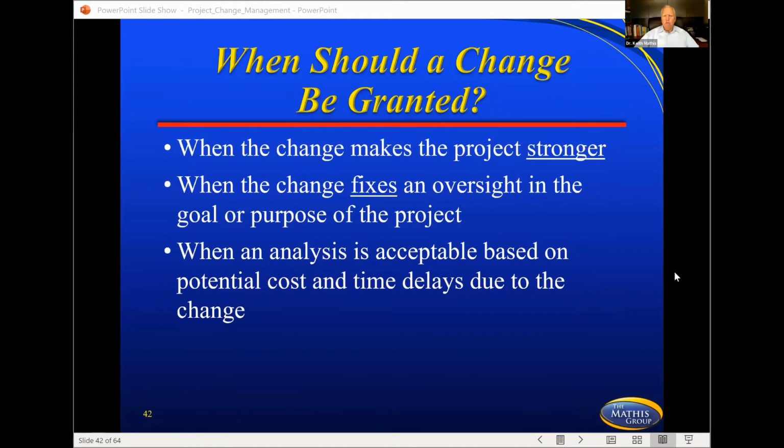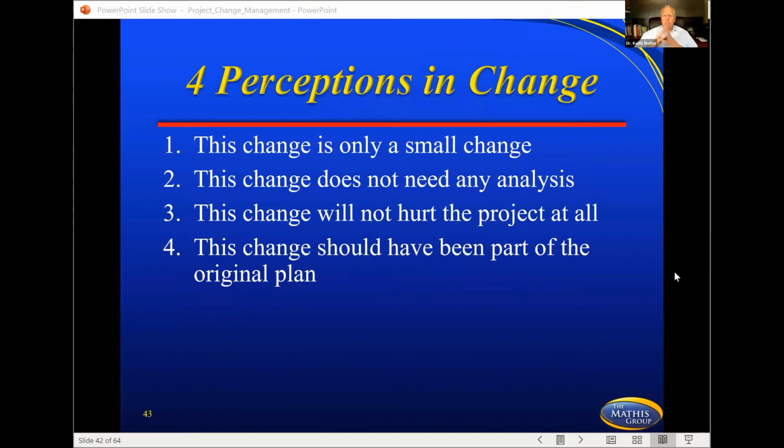All of these make it really clear why we want to do a change request, because it makes sense to everyone there. Now, let's understand that change that makes sense to you does not always make sense to everybody else. A lot of times from the perspective of the customer says this change is only a small change. Well, it might only be a small change to them, but the ripple effect might be enormous. The change doesn't need any analysis. Almost every change needs some type of analysis. Now, you're going to decide that by being on the project team, but it needs some type of analysis.